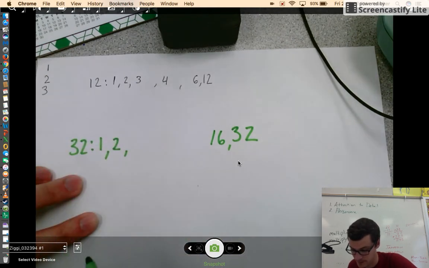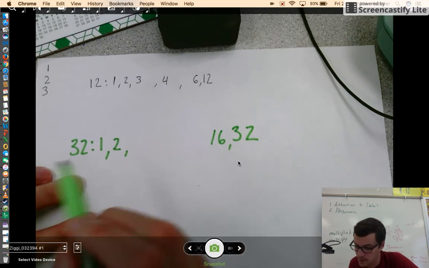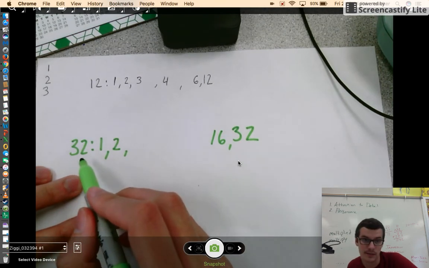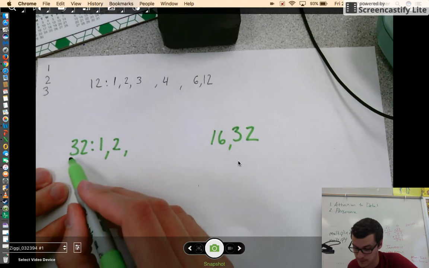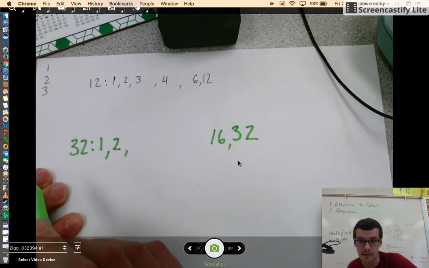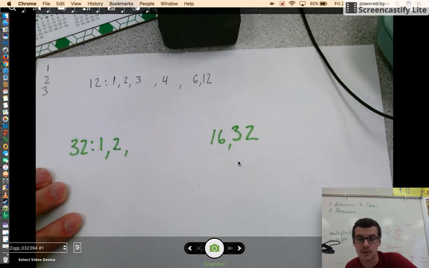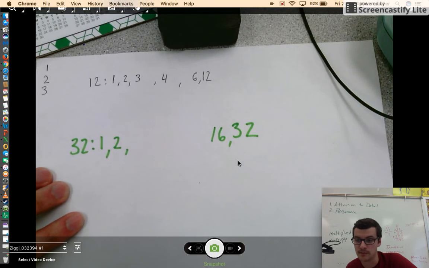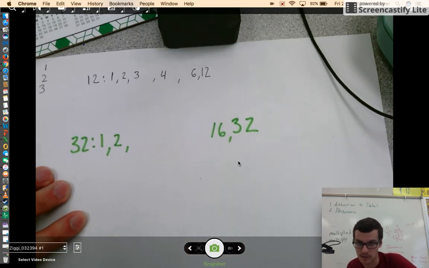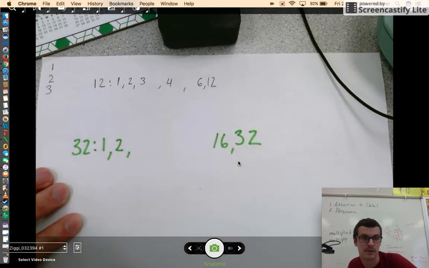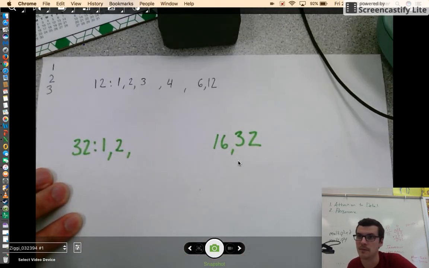We need to check for 3. The way I check for 3 is we take the digits in the number and add them together. In this case, it would be 3 plus 2 is 5. If whatever you add together is one of the multiplication tables of 3, then it will work. Because 3 plus 2 is 5, and 5 is not one of the multiplication tables of 3, it goes 3, 6, 9, so it skips over 5. So 3 will not work on 32.